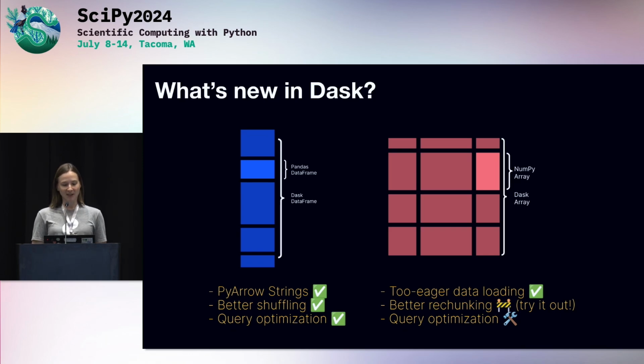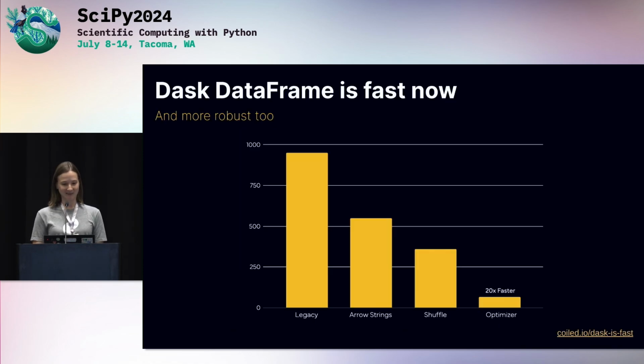And there's also been a lot of work ongoing for Dask arrays. So too eager data loading has been resolved by task queuing, and then we're still working out better rechunking. We'd love for folks to try it out and give feedback. And then as of the latest Dask release last Friday, there has been a query optimizer added for Dask array as well. So that's highly experimental, but hot off, just released.